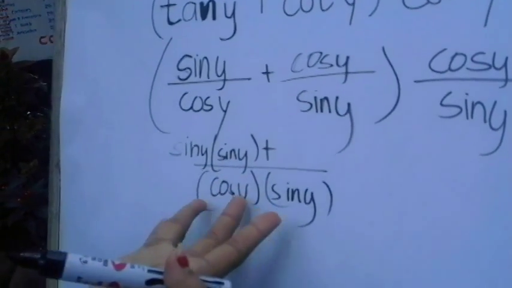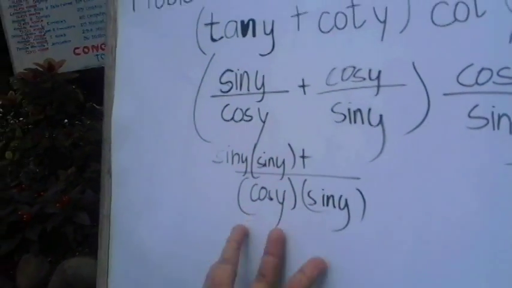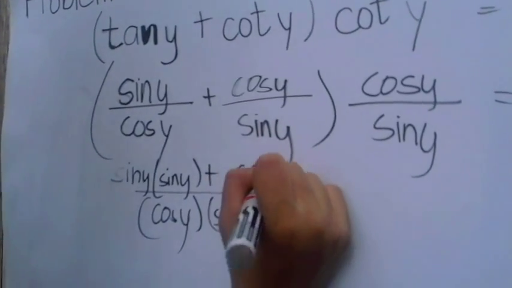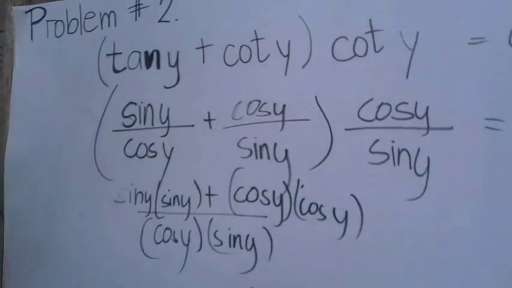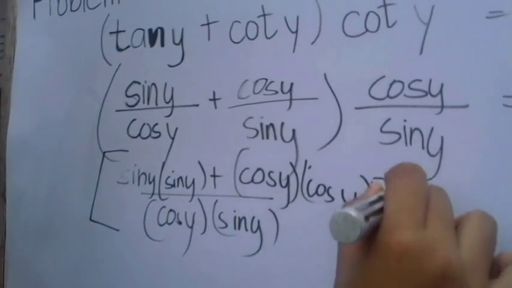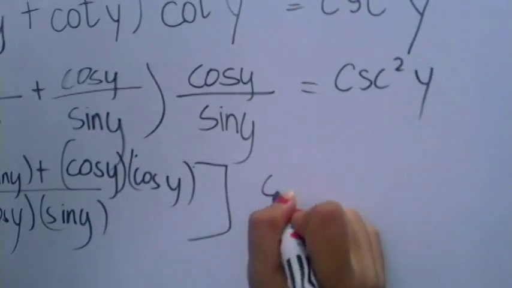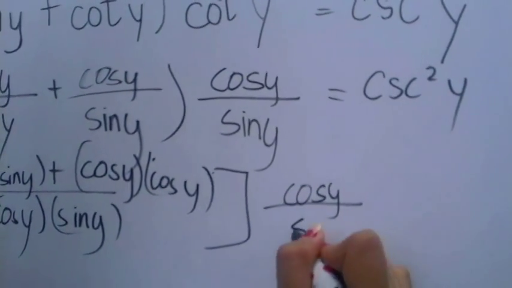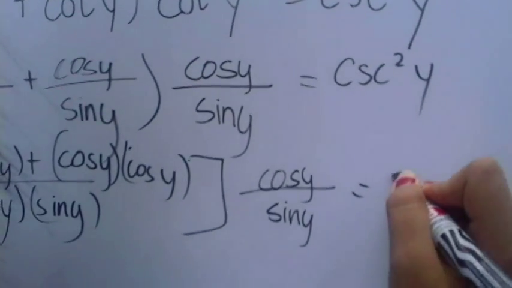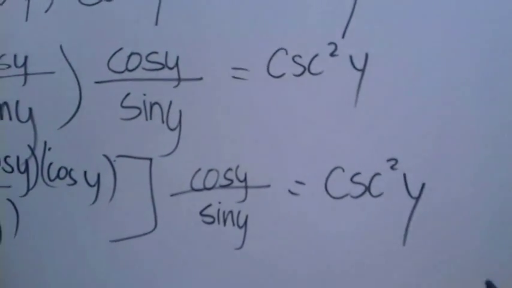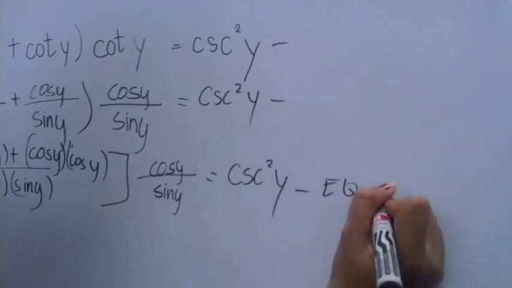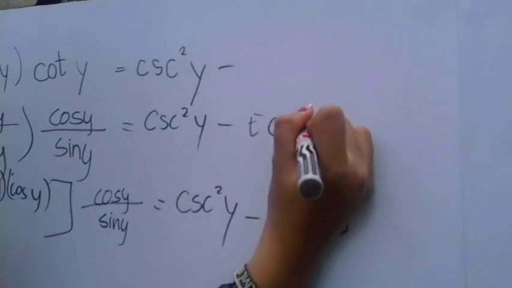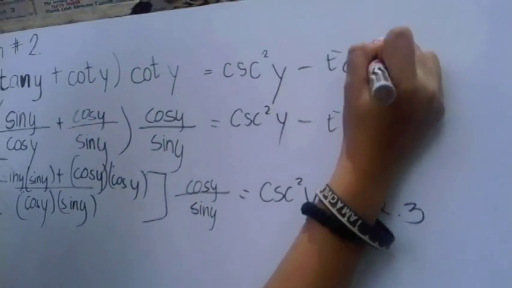We have cosine y, so we just multiply cosine y here to the cosine y in the numerator. So we have cosine y times cosine y. So you just put a bracket and a bracket here and then copy this one, cosine y over sine y, which is equal to cosecant squared y. Now we arrive at equation number 3. This is equation 2 and equation 1.